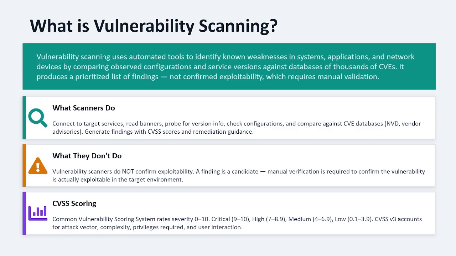And then there is the CVSS score, which is the Common Vulnerability Scoring System. It's rated from 0 to 10, not 1 to 10, where 9 and 10 are critical, high is a 7 to 8.9, medium is a 4 to a 6.9, and low is a 0.1 to a 3.9. CVSS version 3 accounts for attack vector, complexity, privileges required, and user interaction. So CVSS is an industry standard way of identifying vulnerabilities and how dangerous they are, and the likelihood that they would be used for compromise.